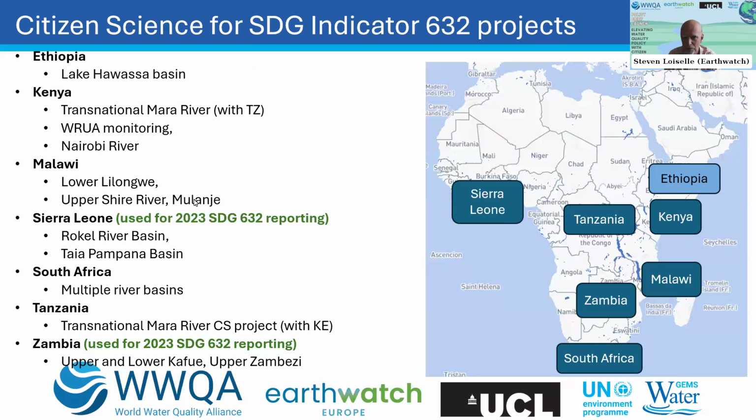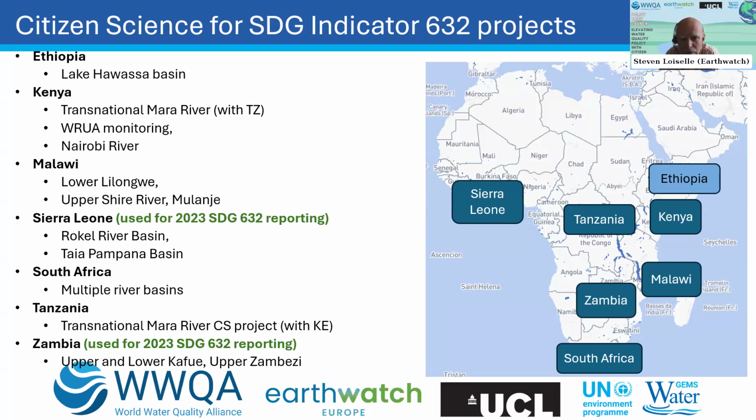Kenya has a number of projects, both linking to the WRUA, Water Resource User Association monitoring, as well as projects in the transnational Mara River, which together with Tanzania are looking at essentially all the sub-basins of the Mara. There's also an important project with communities along the Nairobi River, in and around Nairobi. Malawi, there's several projects, one completed along the Lingwe, one due to start on the Upper Shire, and Mulanje and Mzimba are also projects that are ongoing in the more rural areas of Malawi.